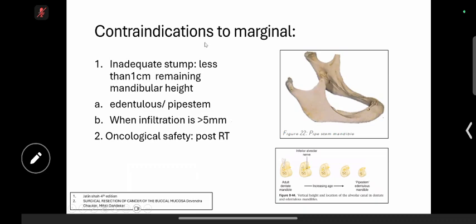Now, what are the contraindications to marginal mandibulectomy? It could be an inadequate stump, that is, less than 1 centimeter of remaining mandibular height. Next is an edentulous and pipe stem mandible. That is, in an edentulous mandible, there is a reduced vertical height of the mandible, which leads to a pipe stem or cylindrical mandible. Next is when infiltration is more than 5 mm, and third is when oncological safety is compromised, that is, in a post-radiated case.